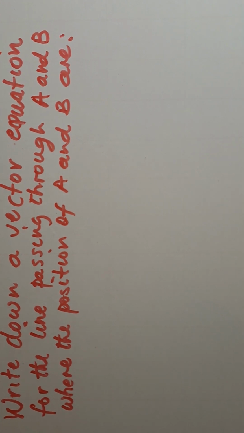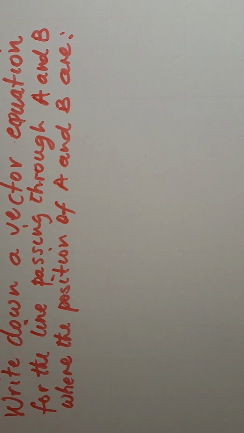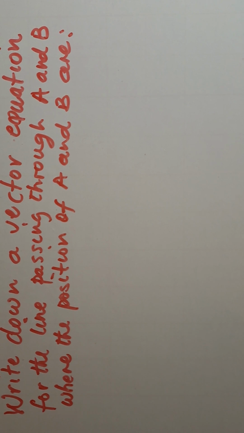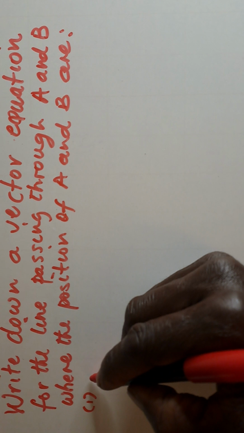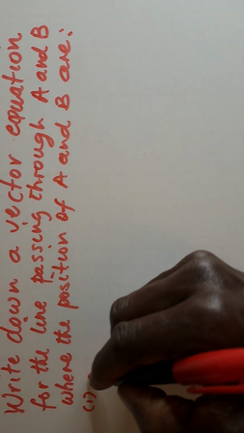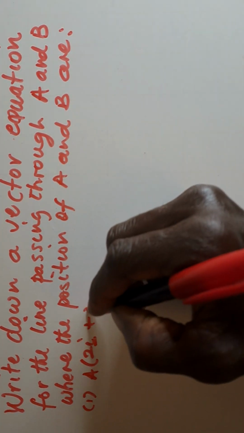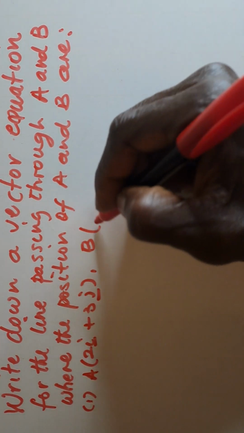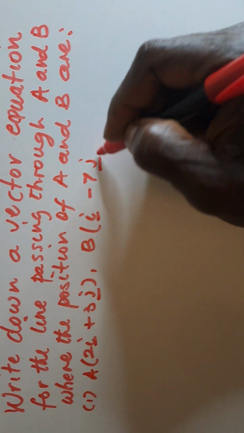Hello. Write down a vector equation for the line passing through A and B, where the position vectors of A and B are given. So the first one is we have A at 2i plus 3j and B at i minus 7j.